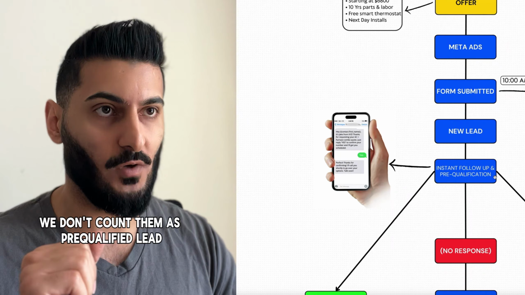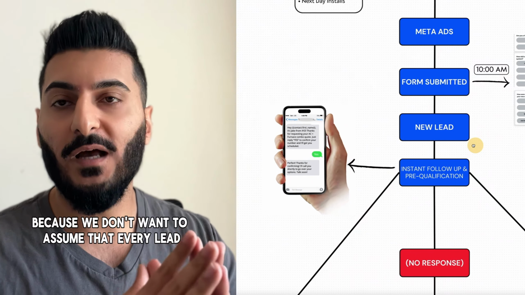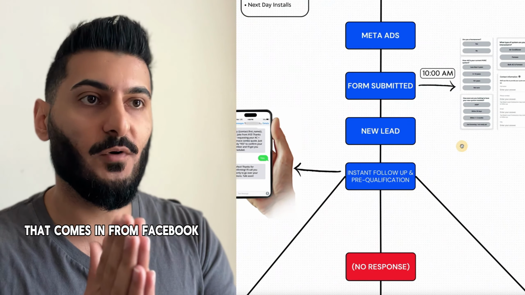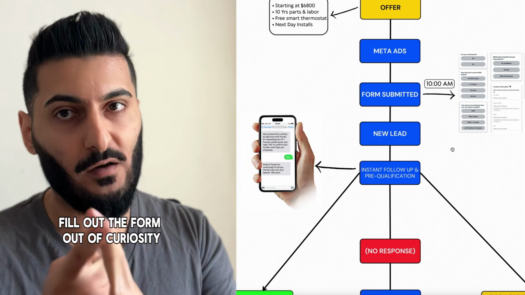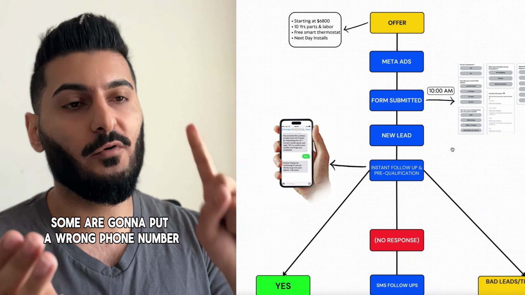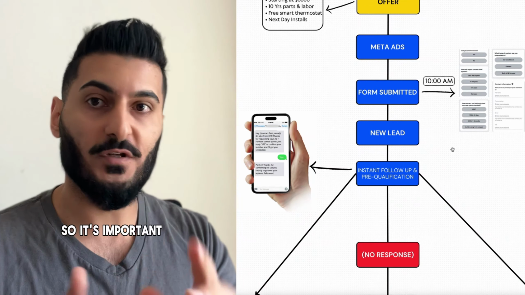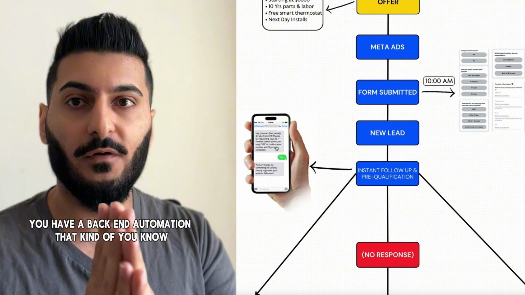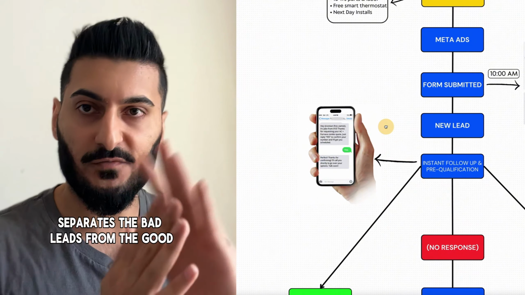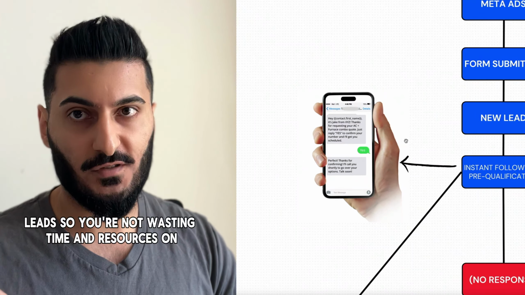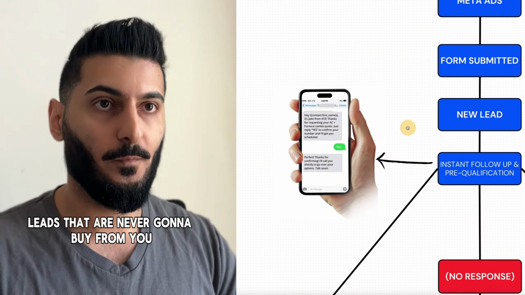We don't count them as a pre-qualified lead because we don't want to assume that every lead that comes in from Facebook or Instagram is legit. On Facebook, you're going to have people who fill out the form out of curiosity. Some are going to put a wrong phone number, and some are just going to be time wasters. So it's important we have a backend automation that separates the bad leads from the good leads, so you're not wasting time and resources on leads that are never going to buy from you.